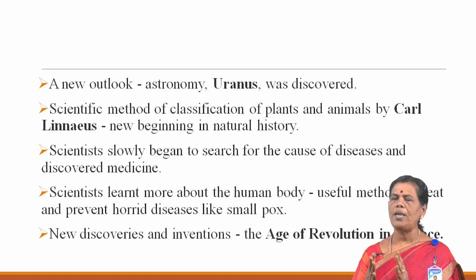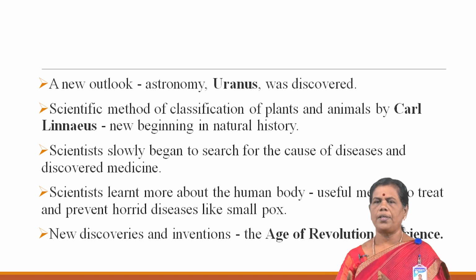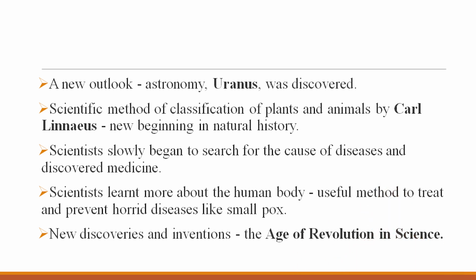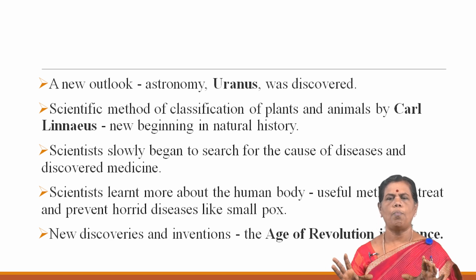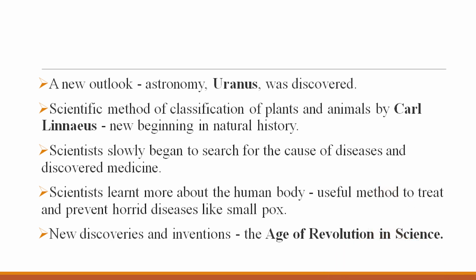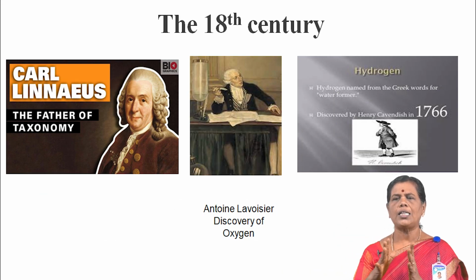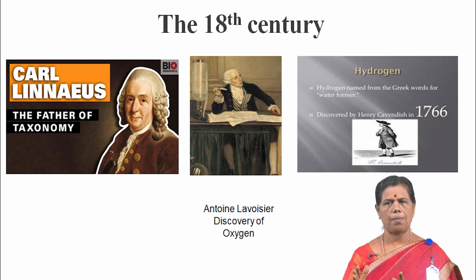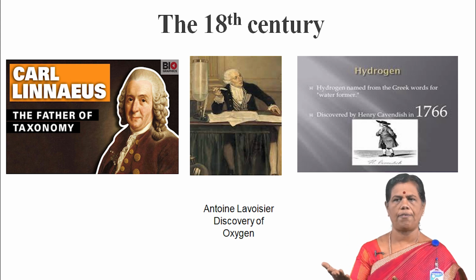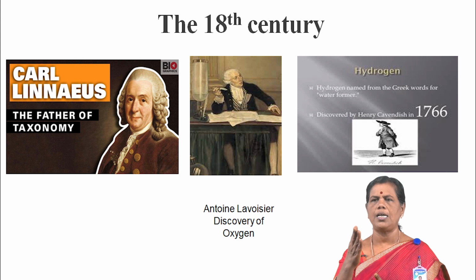And the scientists slowly began to search for the causes of disease and discovered medicine. They learned more about the human body, and they discovered a useful method to treat and prevent horrible diseases like smallpox. So this age brought new discoveries and inventions. We call it the age of revolution in science. In the 18th century, the discoverers included Linnaeus, the father of taxonomy, and Antoine Lavoisier, whose most important contribution in chemistry was the discovery of oxygen. The next person discovered hydrogen in the year 1766.